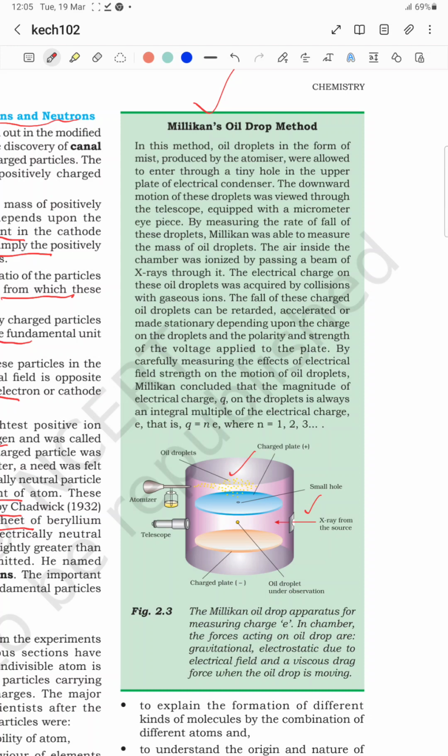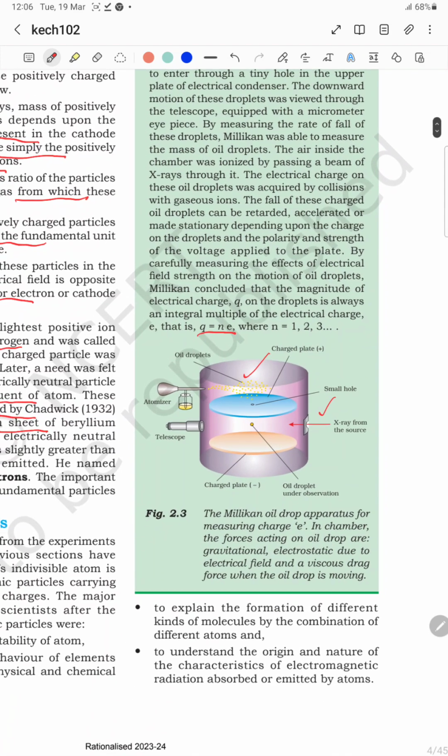By carefully measuring the effects of electrical field strength on the motion of oil droplets, Millikan concluded that the magnitude of electrical charge q on the droplets is always an integral multiple of the electrical charge e, that is q = ne, where n = 1, 2, 3. That is the quantization of the charge.